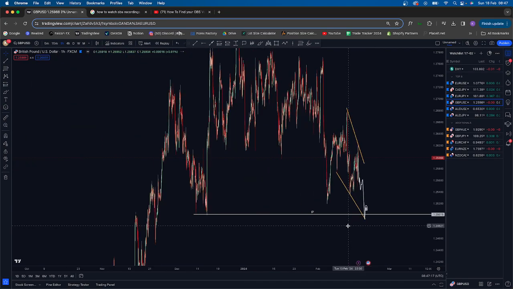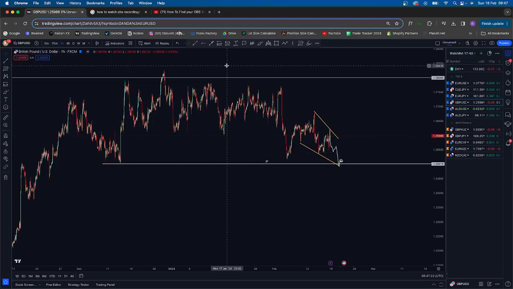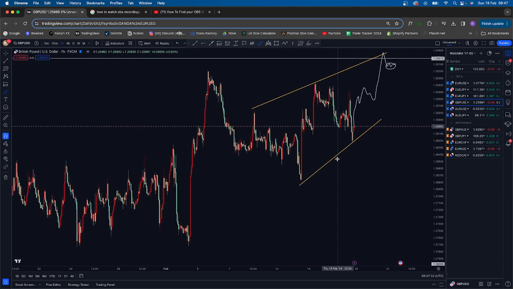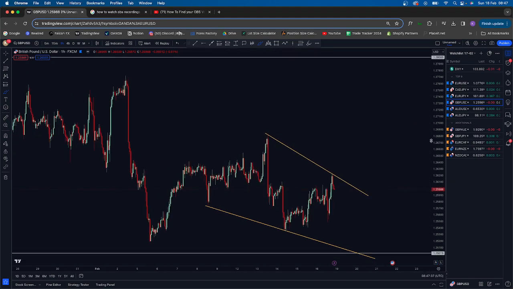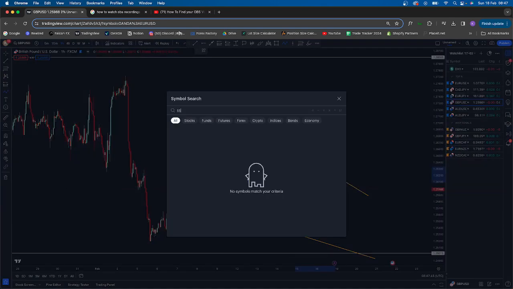Now on the flip side, if price does push down, so if price does continue its squeeze here. I'm just going to remove all these lines from here and just flip the chart back. Now on the flip side, if price does squeeze, sorry, I'm picking up the wrong tools here.